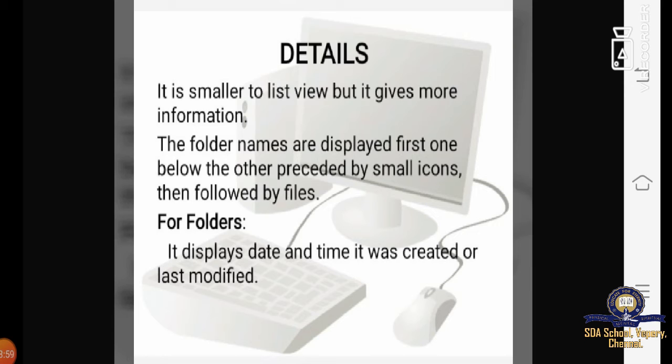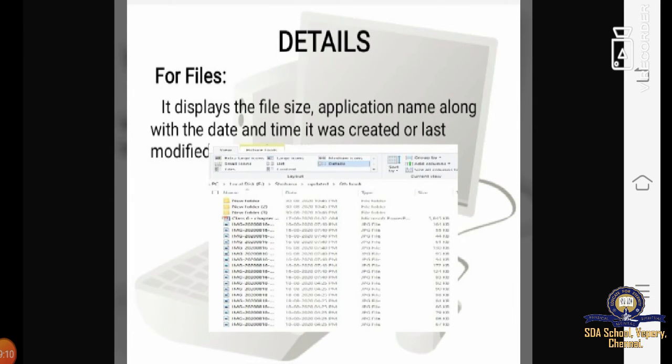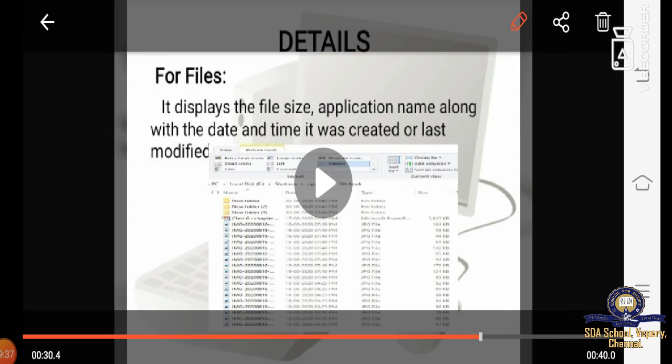Whatever date and time you have given will be added to each folder. And for files, it displays the file size, the application name along with the date and time it was created or last modified. To each folder, the time and date are added automatically, and it is modified. You can check any time which date you did this, and then you can open your files.